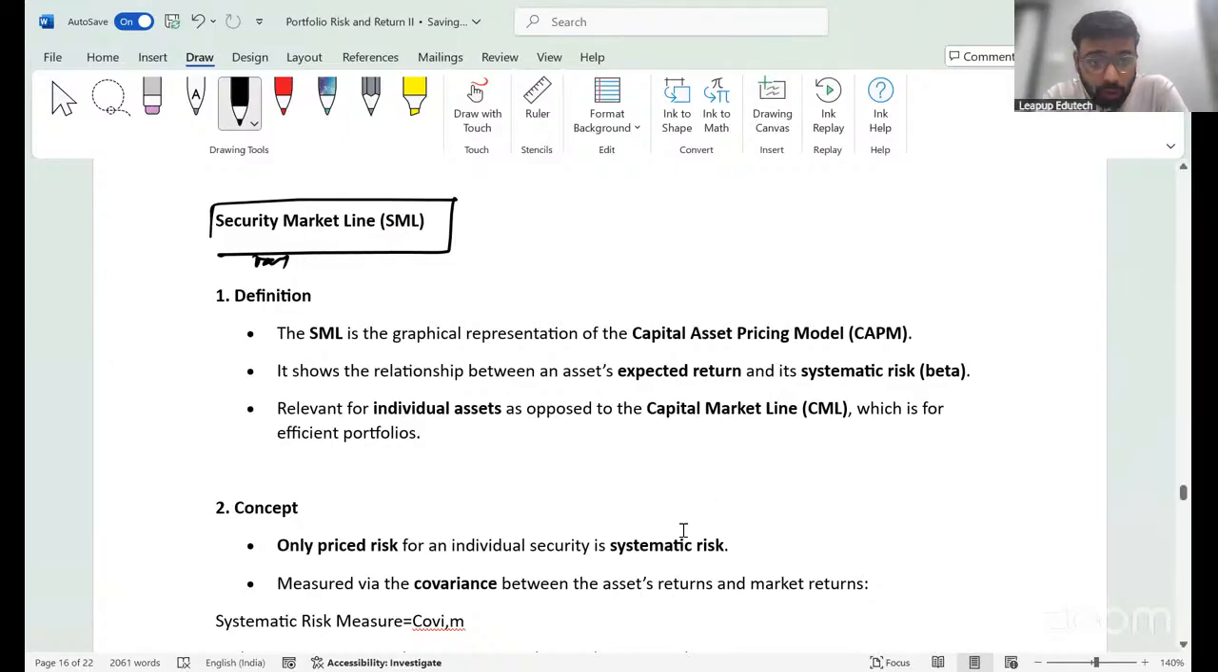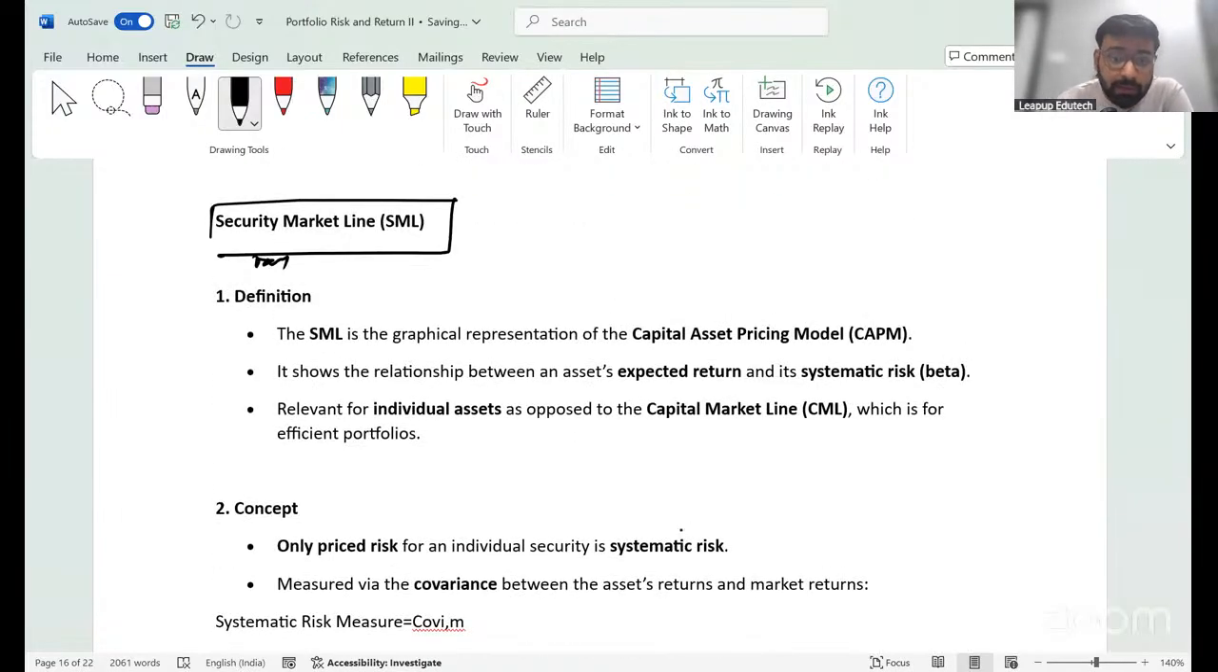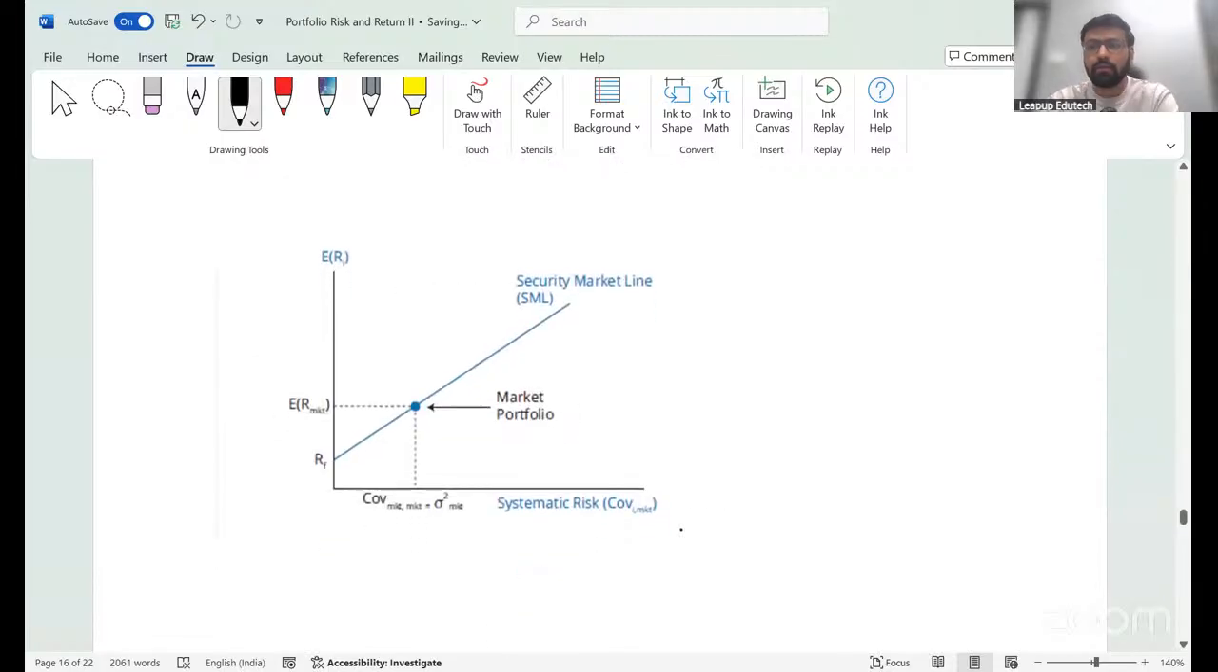What do you mean by security market line? It is nothing but a graphical representation of CAPM, guys. And I will try to prove that to you in some time. In the next 10 minutes, you will know why SML is the graphical representation of CAPM. But let us plot SML.